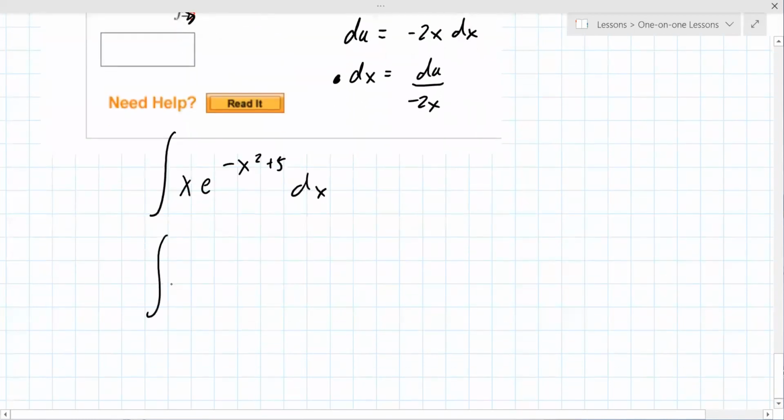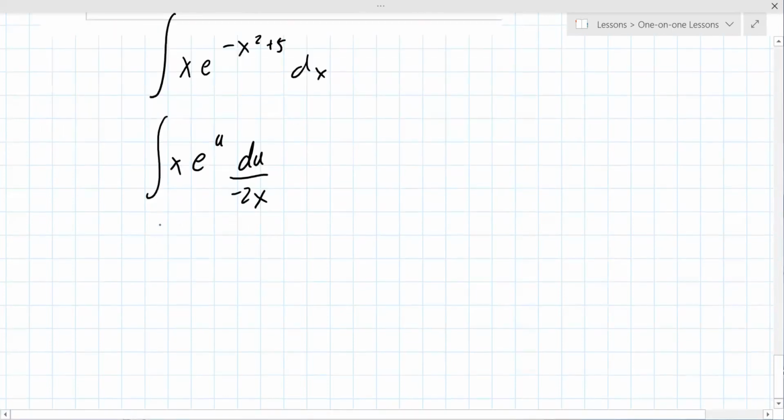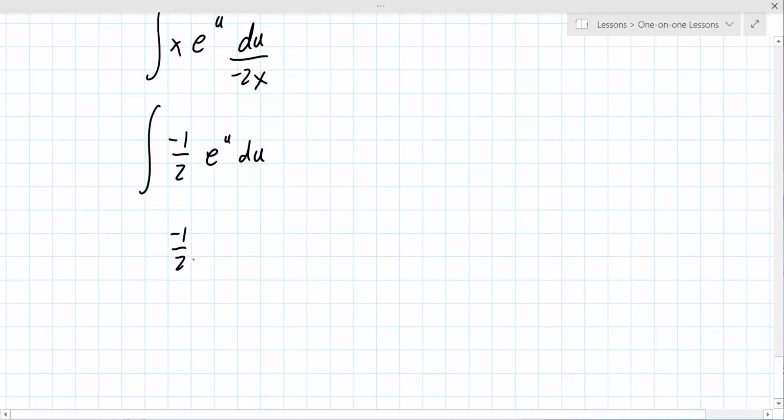So integral x e to the u, because your u is all of this, and your dx is du over minus 2x. And I've said it now, this will be the third time. If when you're done, you have no more x's, or there weren't any to begin with, then you know you've done it correctly. The x's do cancel. That negative 2 is on the bottom, so it's negative 1/2 e to the u du. Okay. So the integral of e to the u is itself. So this becomes negative 1/2 e to the u plus c.